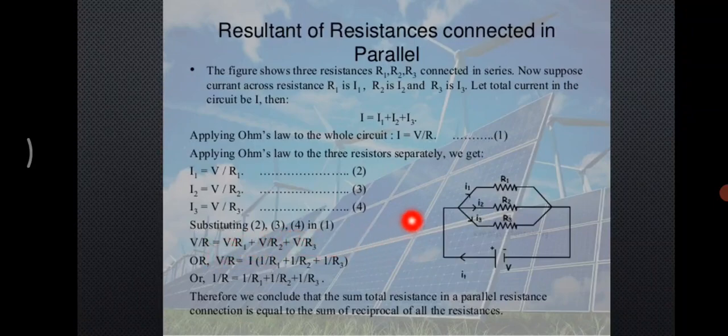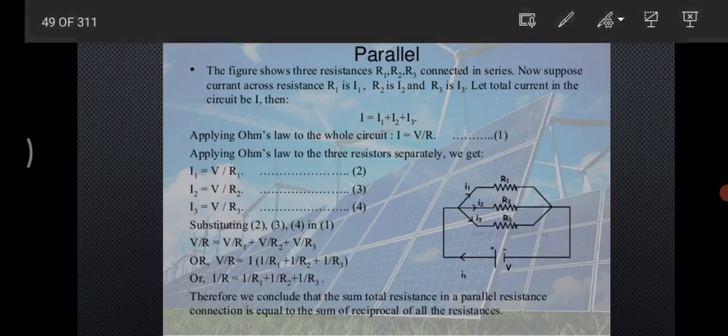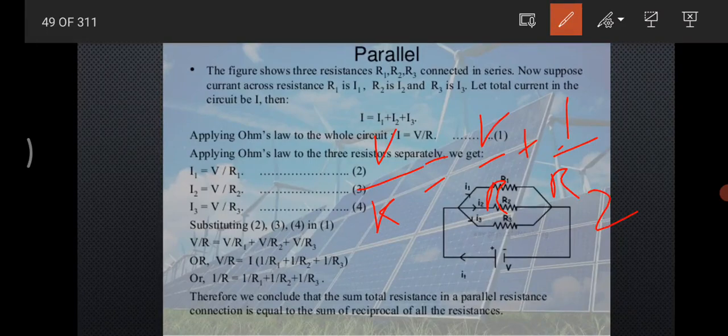So V will get cancelled. What is left? 1 upon R equals 1 upon R1 plus 1 upon R2 plus 1 upon R3 will be left. I'll just write it over here to simplify it. So we have taken V by R equal to V by R1 plus V by R2 plus V by R3.